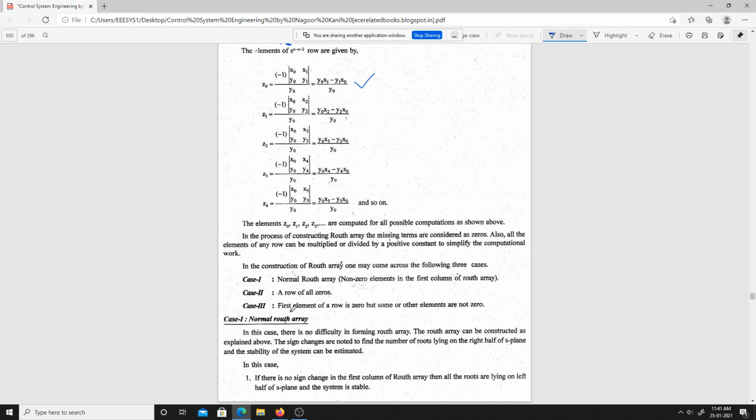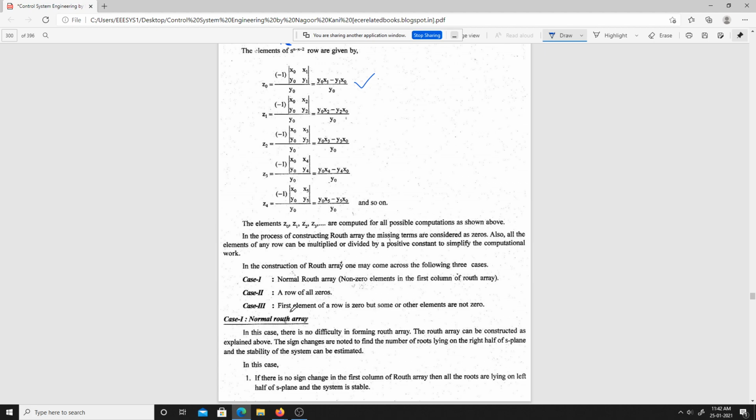Now, while constructing the Routh array, one may come across three cases. The first case is a normal Routh array, so there won't be zero elements in the first column of the Routh array. Simply we are just constructing it, we are not arising any difficulty. Based on the sign changes, we say that the system is a stable system or an unstable system.